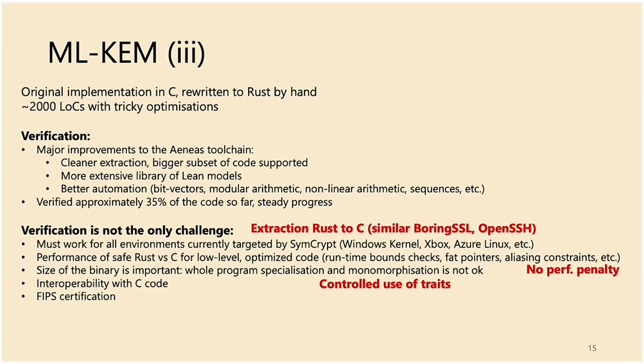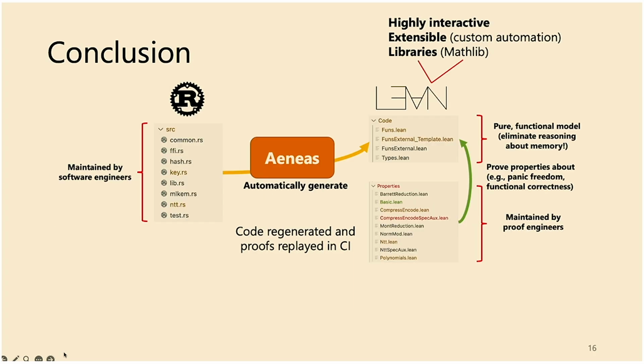For the size of the binary, we have a very controlled use of traits so that there is no explosion in the size. And we use other tricks to have interoperable code, which can also be FIPS certified. I will not go into too many details here. So as a conclusion, we have this toolchain, which works by having this clean separation between the code and the proofs, and at its core works by having this compiler which generates a pure model from the original Rust code.